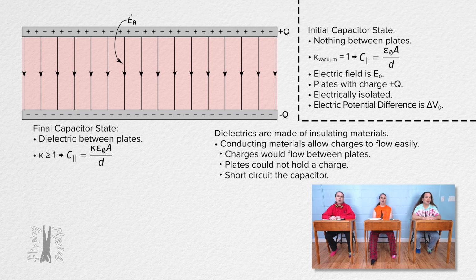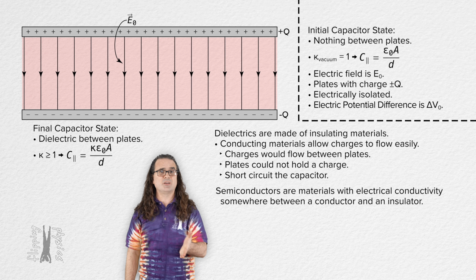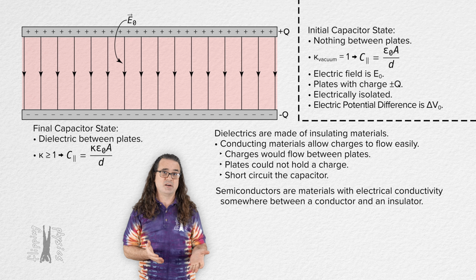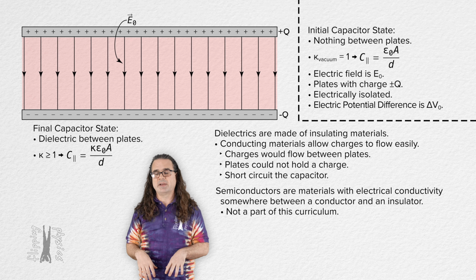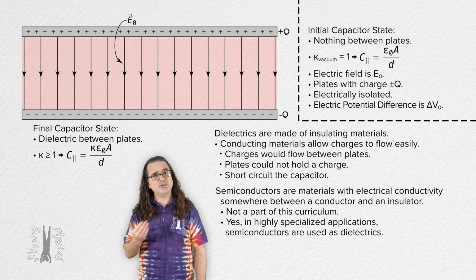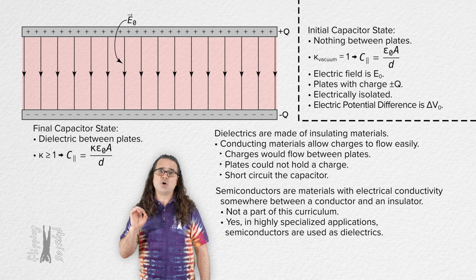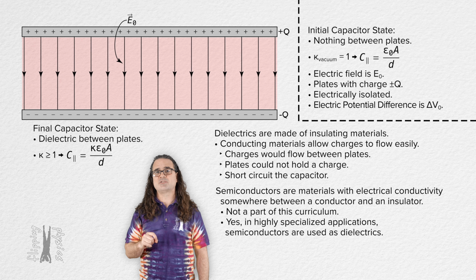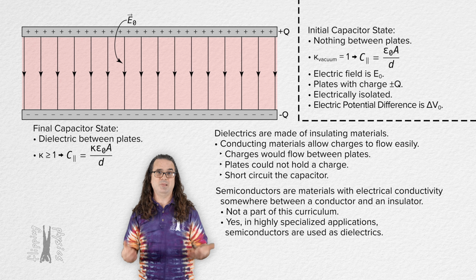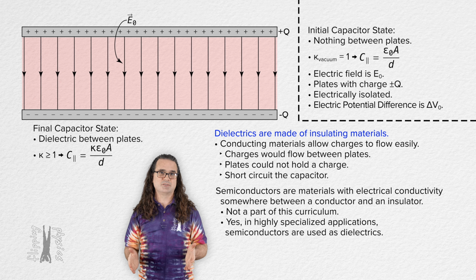But could a dielectric be made from a semiconductor? That is a fair question, Bobby. Semiconductors, which are materials with electrical conductivity somewhere between a conductor and an insulator, are not really a part of this curriculum. But yes, in highly specialized applications, sometimes semiconductors are used to make dielectrics. However, again, for our purposes, know that a conductor is never used as a dielectric because it would cause the charge to flow between the plates. And in this class, all dielectrics are made from insulating materials.